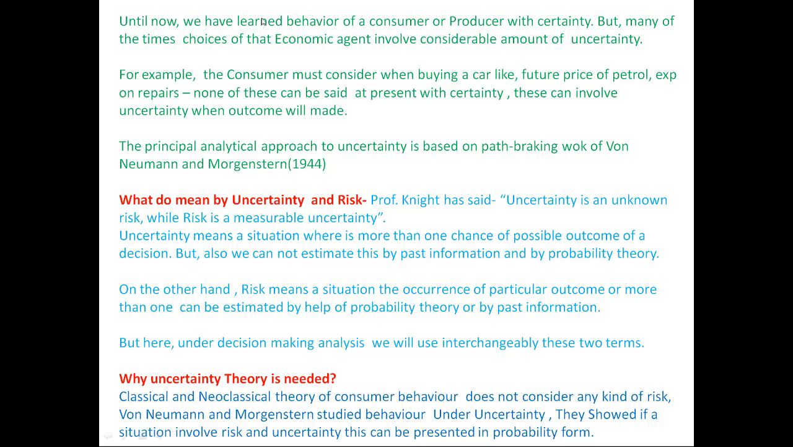Now, until now, we have learned the behavior of consumer or producer with certainty, in the microeconomics theory that we have learned so far. Here we consider what will happen if we consider an uncertain situation. What will be the impact on the outcome? This is very important for a consumer, because a thing cannot always be certain. It also involves a certain amount of uncertainty. So in this session we will discuss this kind of risk and uncertainty measurement.